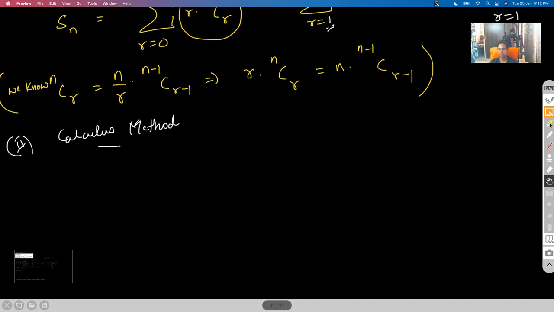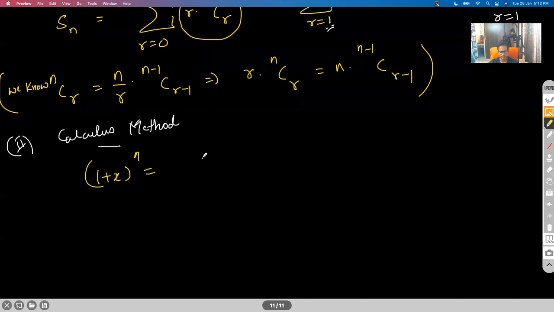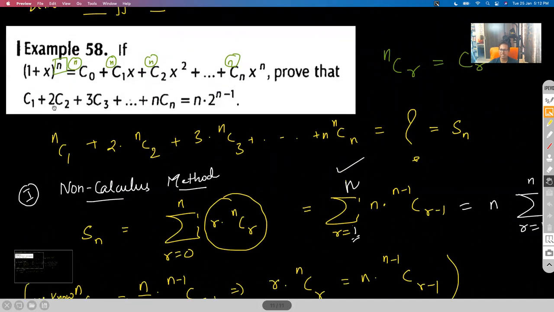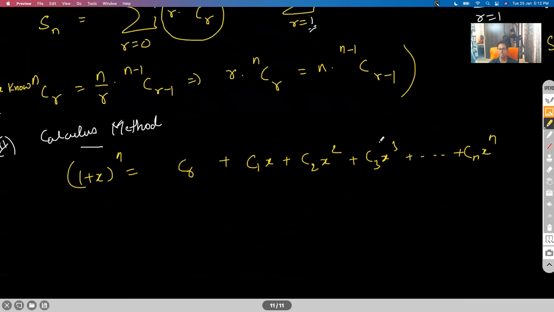Okay, great. So now again, in the calculus method, let's start with our given expression. This was given to us. By the way, again, I will also not write that n on the top. I'll directly write C0, C1x, C2x square, C3x cube, and so on till Cn x to the power n. Okay. Now here, if you see the question very carefully, you realize that these binomial coefficients are preceded by some number. Okay. For example, 1C1. If nothing is there, you can say 1C1. Okay. 2C2, 3C3, etc. Now that number which is preceding this binomial coefficient are actually the powers of x that you see in this particular expansion.